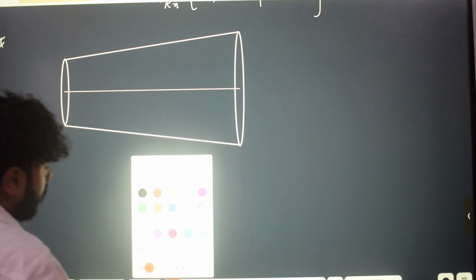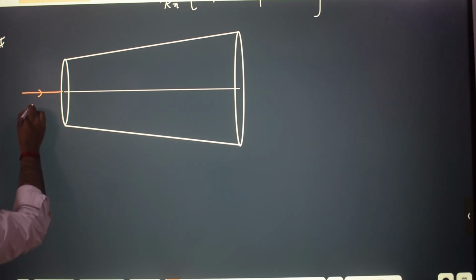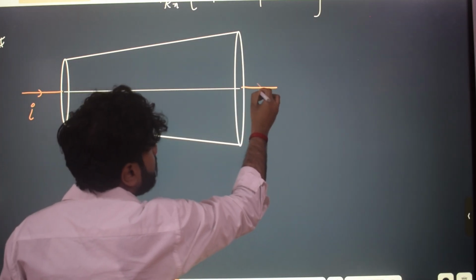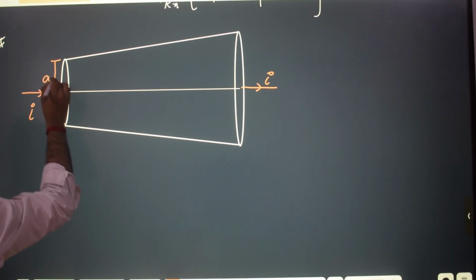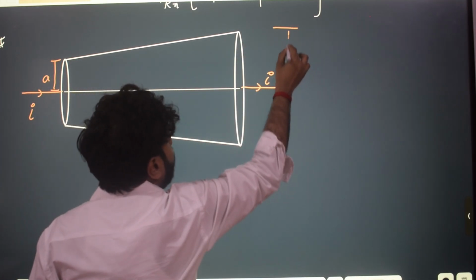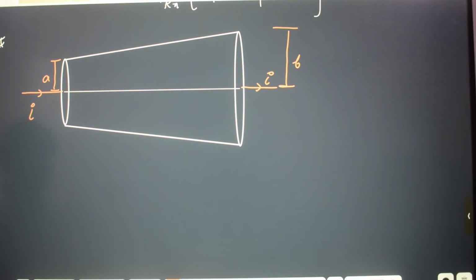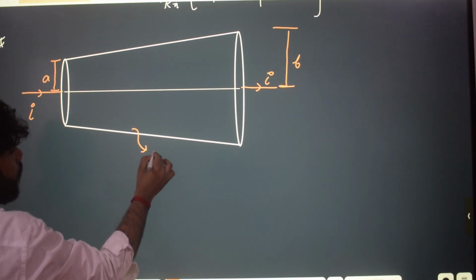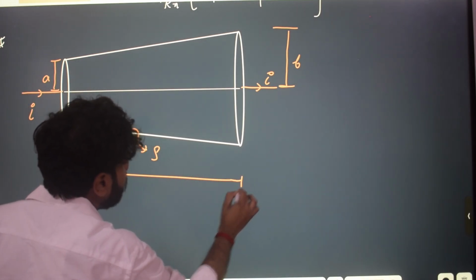Now this question you can try, this question you can find in any books. You have a frustum, current is entering from this point and leaving from this point, and this is your A, this is your B, and you have to assume that current is uniformly distributed throughout the cross section and the resistivity is rho. This length is also given, that is L.